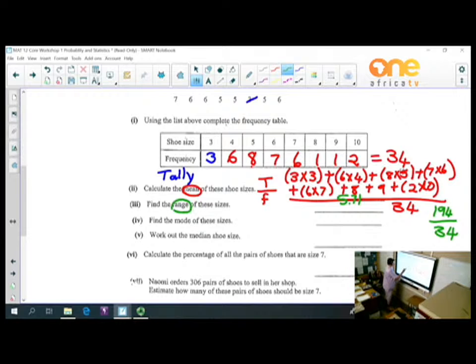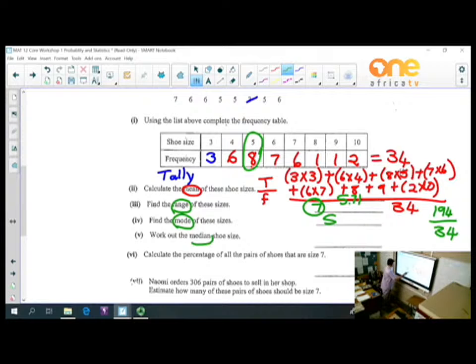The next question says the range of these sizes. That is the biggest one minus the smallest one. So the biggest shoe size is 10. The smallest one is 3. So the answer is going to be 7. Now the mode. The mode is the one that occurs most frequently, the highest frequency. Which one will that be? This one, isn't it? Because there's 8 who's buying a 5. So the answer is the 5. That is where the highest frequency lies, but you must read it off.